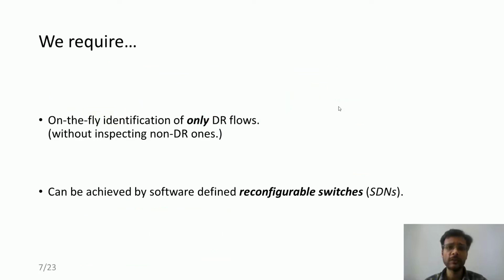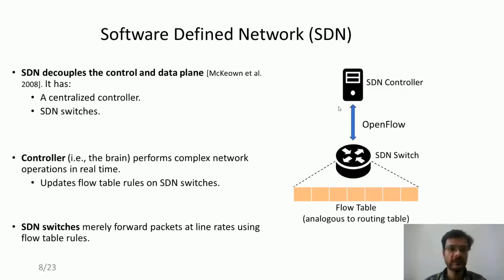Thus, if we talk about the overall design, that is to reduce the overall load on the system and to analyze only the decoy routing flows, we make a key observation: we need to identify only the DR flows without inspecting non-DR ones. This can serve both purposes, that is, to improve performance as well as to preserve the privacy of non-DR users. And this we think can be achieved with the help of software defined preconfigurable switches, or SDNs. I'll give you a brief background of SDNs.